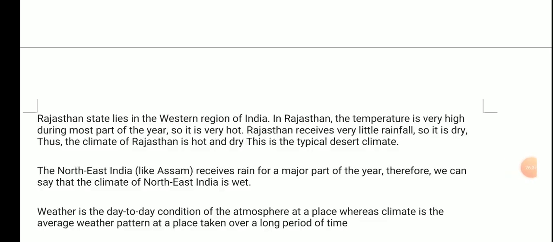So weather is the day-to-day condition of the atmosphere at a place, whereas climate is the average weather pattern at a place taken over a long period of time. So this is the basic difference between weather and climate. Weather is the day-to-day condition of the atmosphere at a place, whereas climate is the average weather pattern taken at a place over a long period of time.